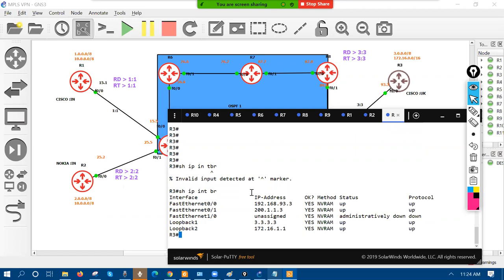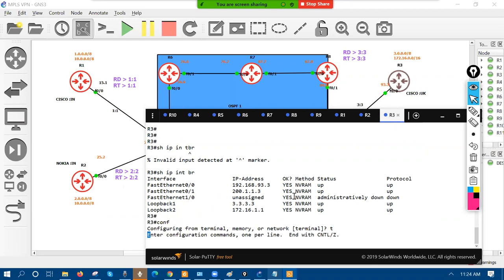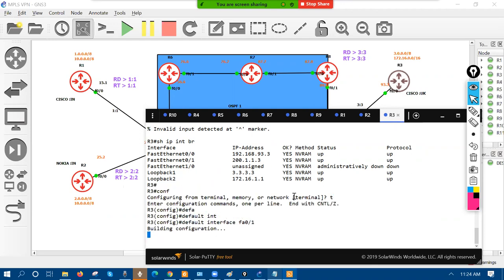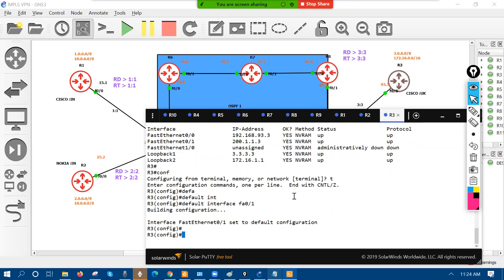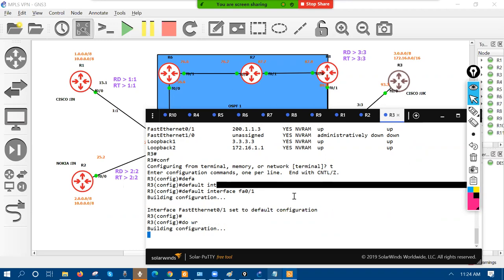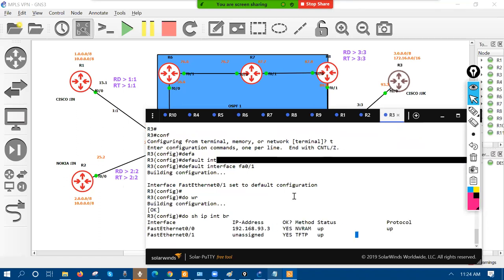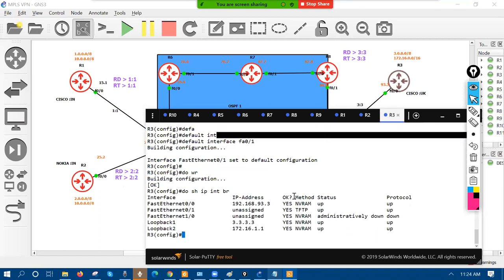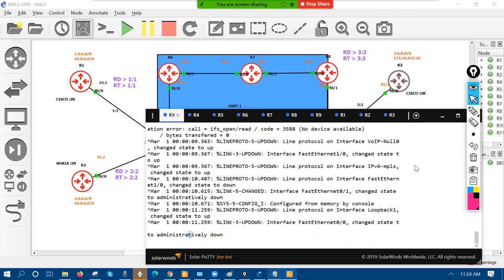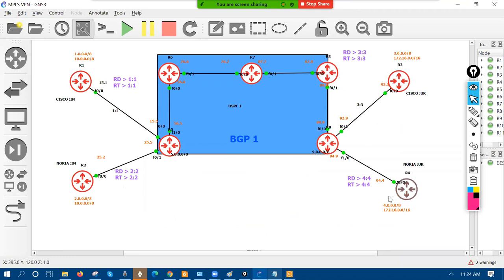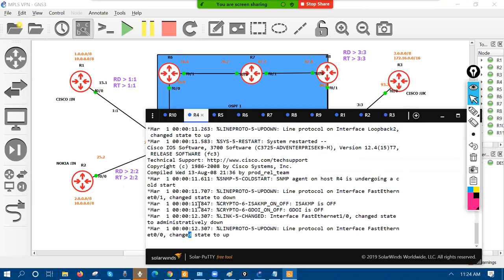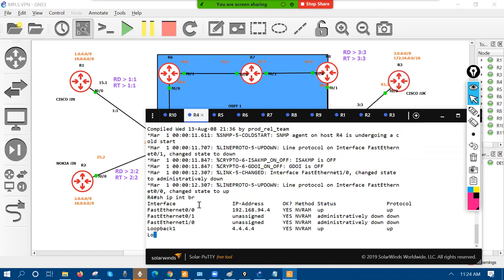Now R3. This guy, right? R3 has 2 interfaces. All done. Now we do a show IP interface brief to check this configuration. All done. Now we have to go to router number 4, that is this guy, right? It should be 90.4 and two loopbacks. Everything is cool? R5.